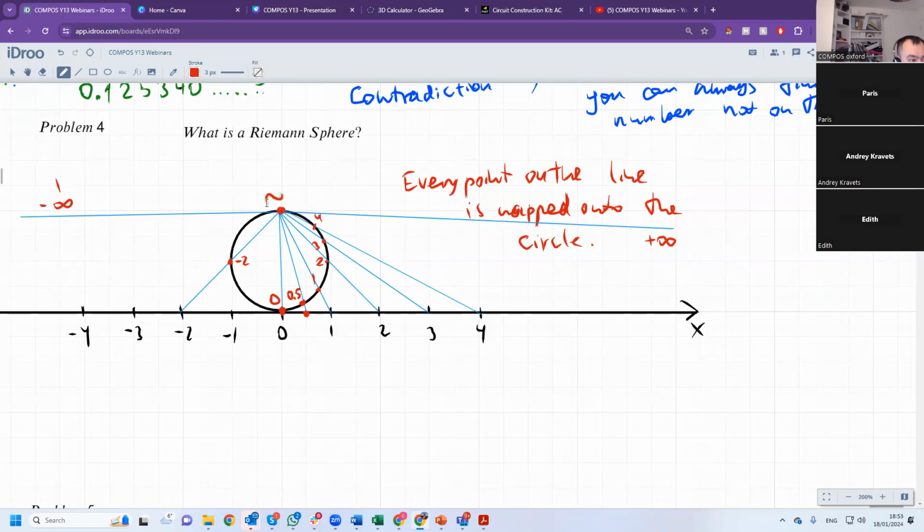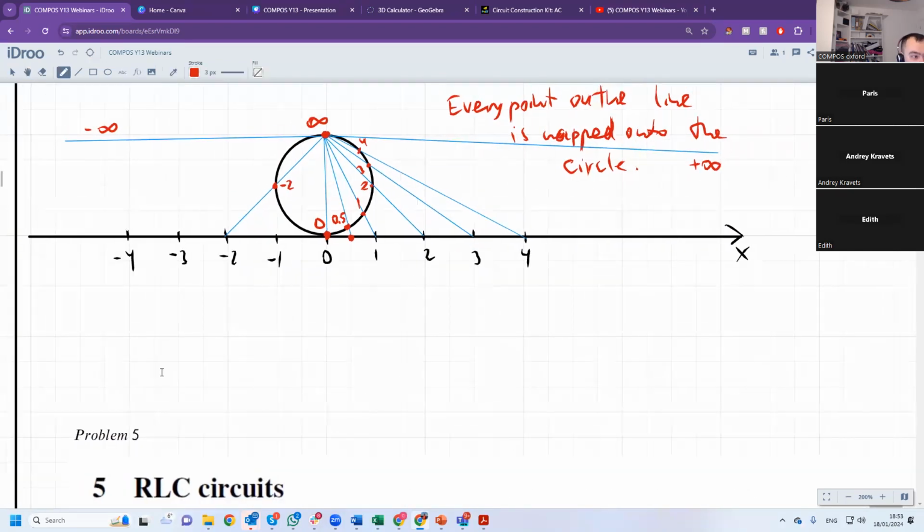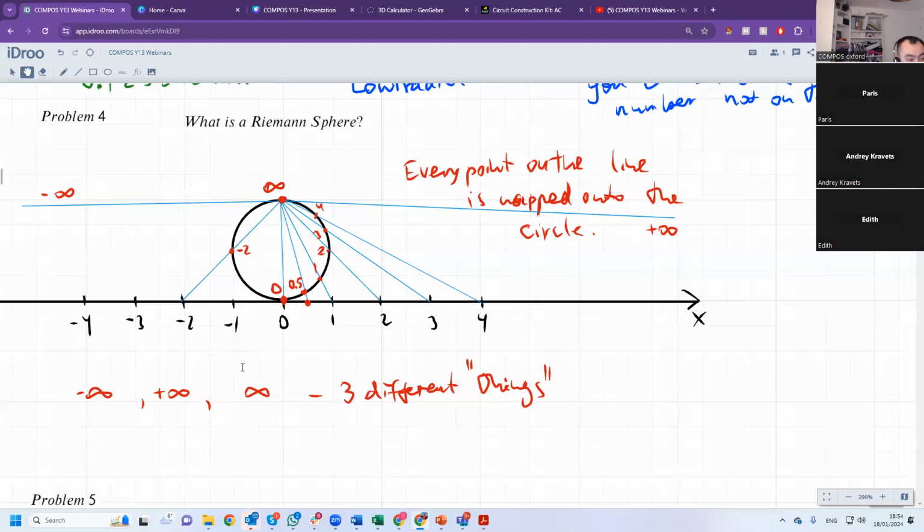which we call infinity. Now, in maths, plus infinity, minus infinity, and infinity are different things. So minus infinity, plus infinity, and infinity are 3 different things. Things in quotation marks, of course. But yes, you can see that in a Riemann sphere, this is a one-dimensional, well, two-dimensional Riemann sphere, it's mapped onto.